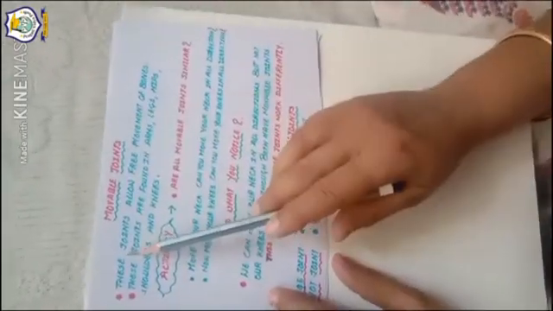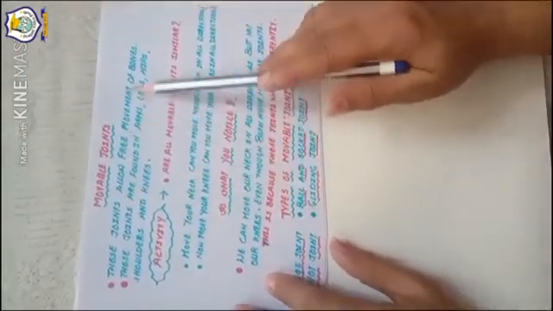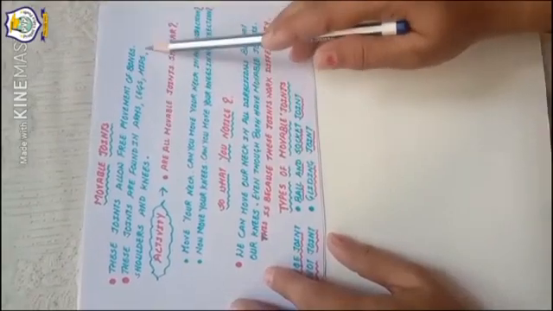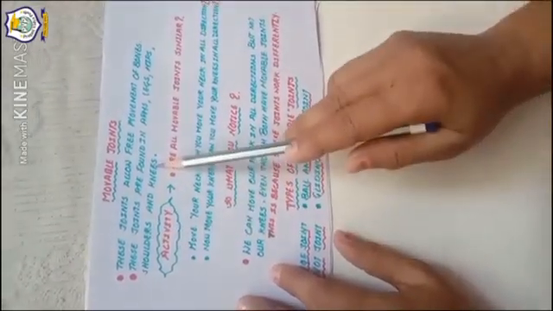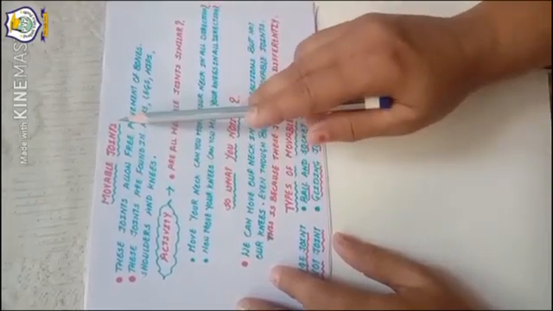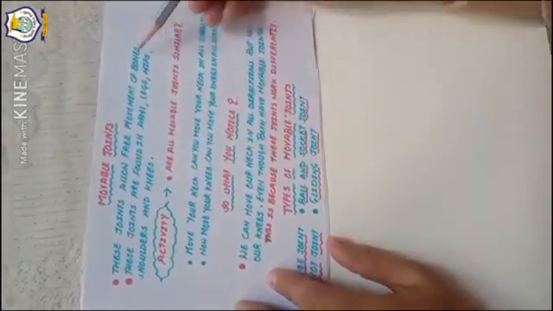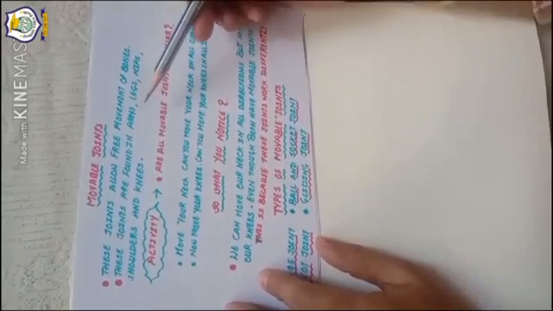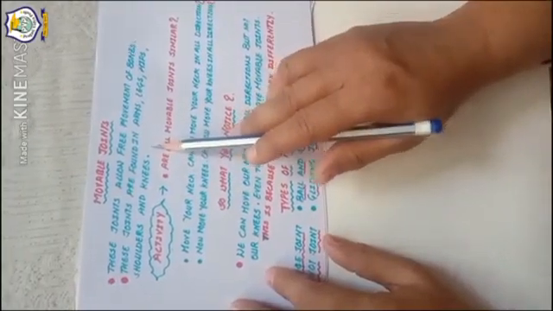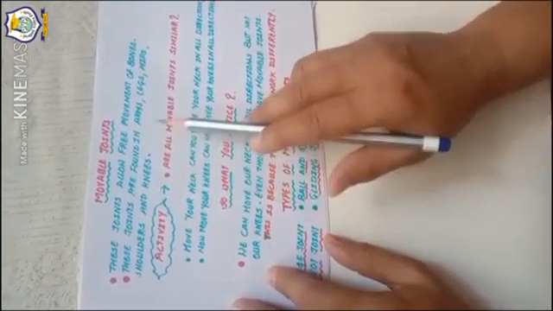Movable joints. These joints allow free movement of bones. These joints are found in arms, legs, hips, shoulders and knees. What are movable joints? Movable joints allow free movement of bones, and these joints are found in arms, legs, hips, shoulders and knees. Let's do one activity.